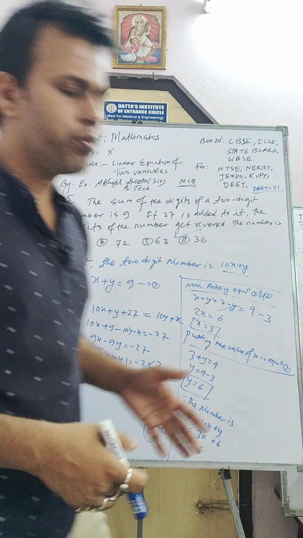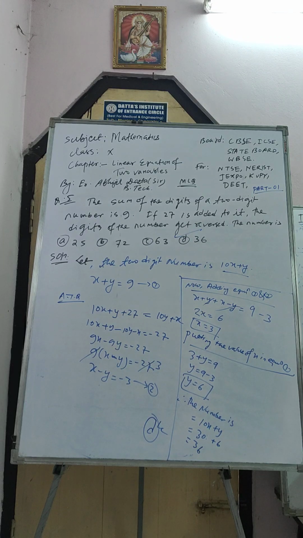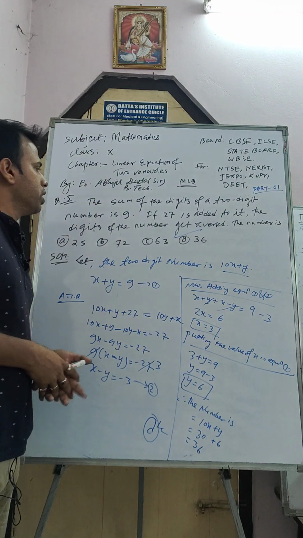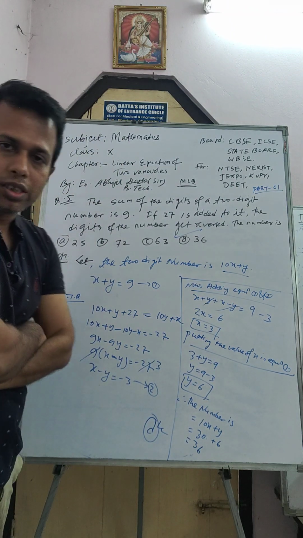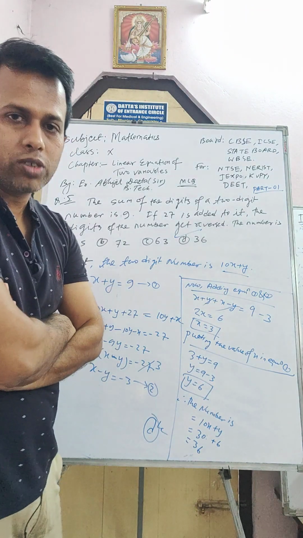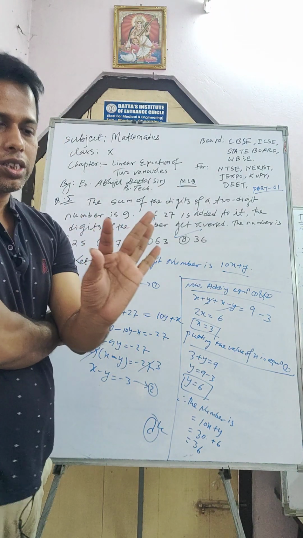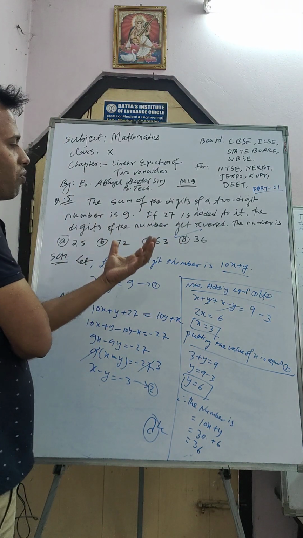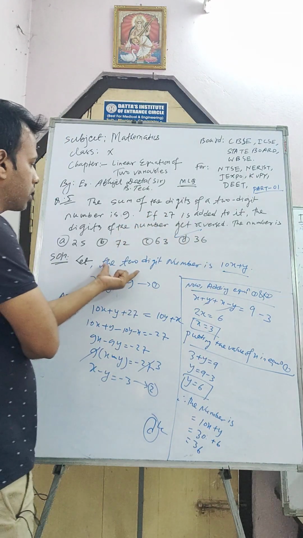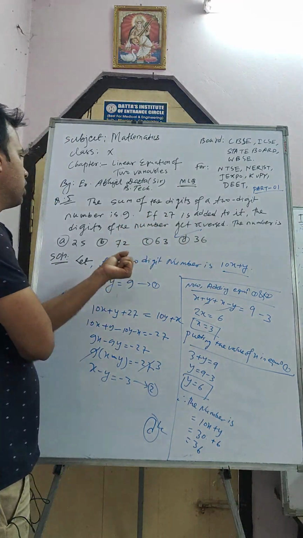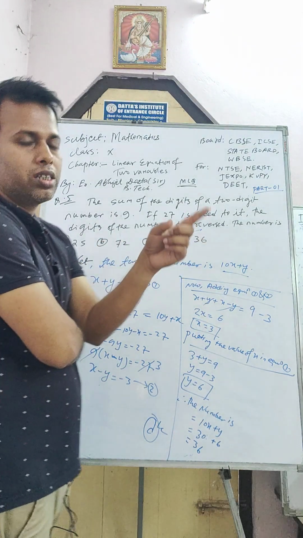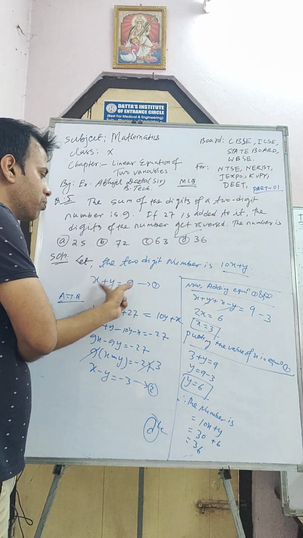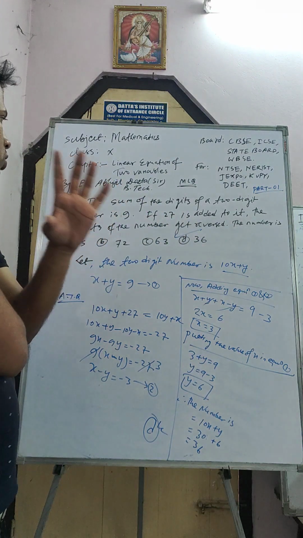So let me explain briefly the whole method I am using here, and the question also. The question is: the sum of the digits of a 2-digit number. You know 2-digit numbers start from 10 and go up to 99. So a 2-digit number is in the form of 10x plus y. I consider the 2-digit number as 10x plus y, and they have given the sum of the digits, that is x and y. So x plus y is given as 9. I write this as equation 1.